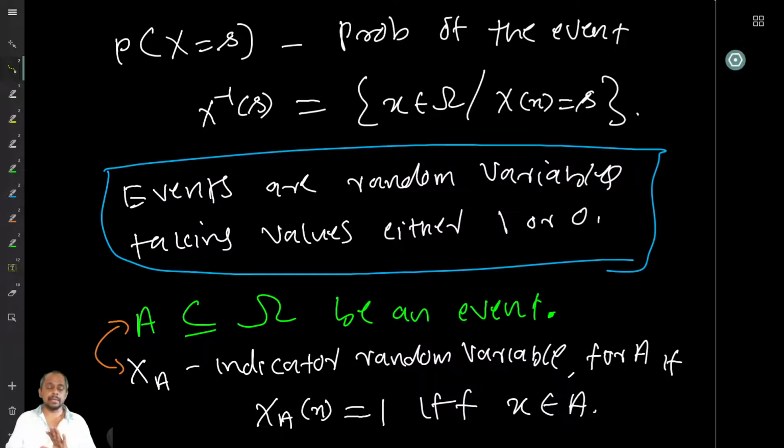It takes the value exactly 1 when the element is an element of A. So whenever it's part of the event, that element of omega is mapped to 1. Otherwise, it is mapped to 0. So this is an indicator random variable, which basically says that something happened or not. When you do a random experiment, for each of the outcomes that come out, if it is part of A, then the indicator random variable takes the value 1. If it is not, then it takes the value 0.